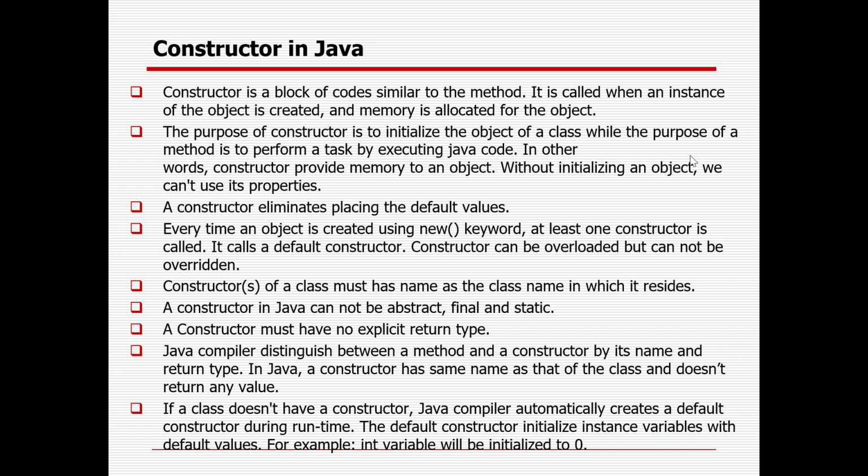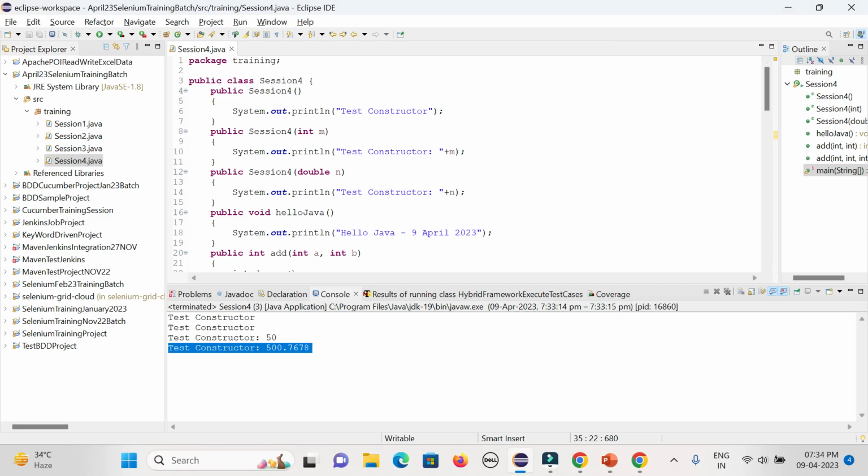Constructor of a class must have the same name as the class in which it resides. It cannot have any other name. Always it should be the class name. A constructor in Java cannot be abstract, final, or static. A constructor cannot have any return type. Java compiler distinguishes between a method and a constructor by its name and return type. In Java, constructor will have the same name as that of the class and no return type. In case you are giving a return type, it will not be treated as a constructor. Suppose you give void, it will not be called a constructor.